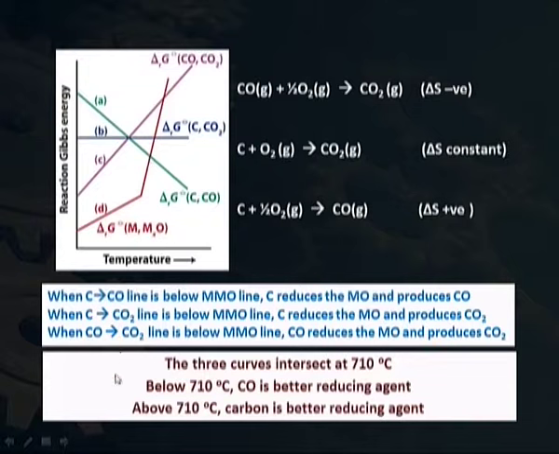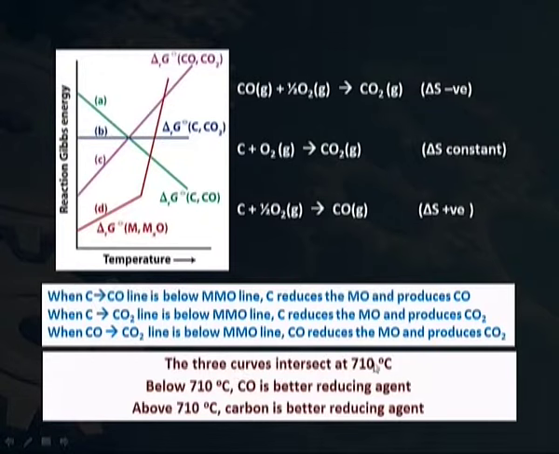On the other hand, when you look at the carbon dioxide reaction, this is the horizontal line. Beyond this temperature, this reaction can be a feasible reaction to reduce the metal oxide. Similarly, when you look at the carbon monoxide to carbon dioxide reaction, which has an upward slope, above this temperature this reaction can be a favored option to reduce the metal oxide.